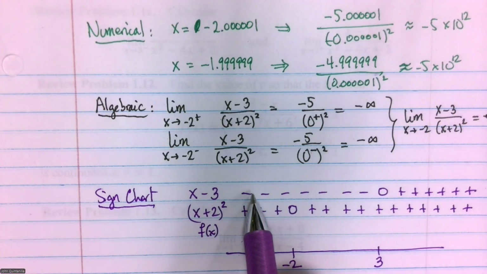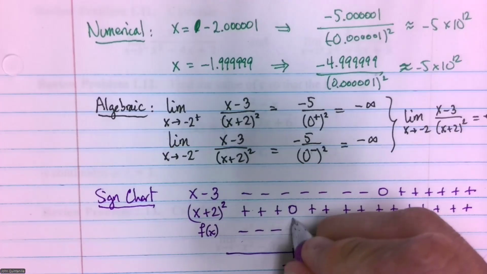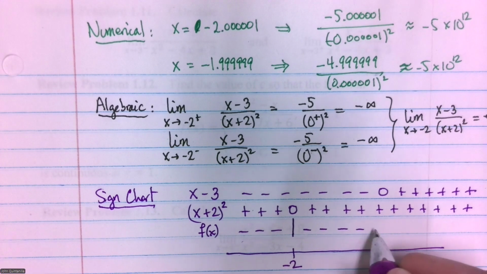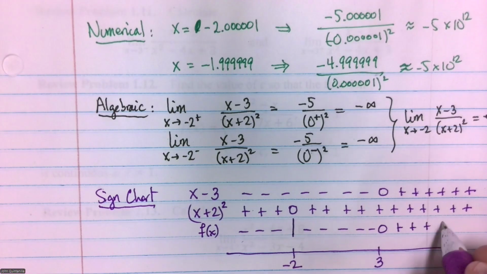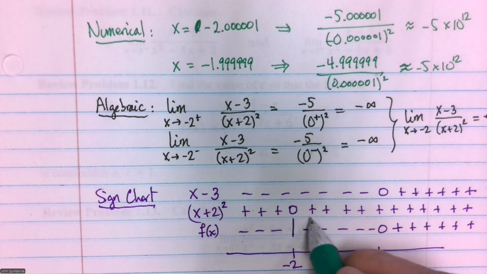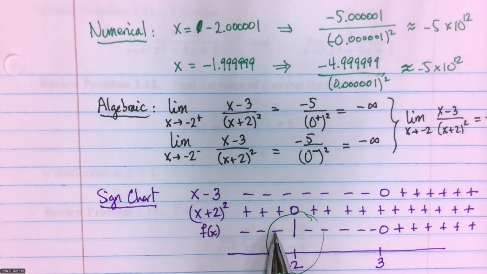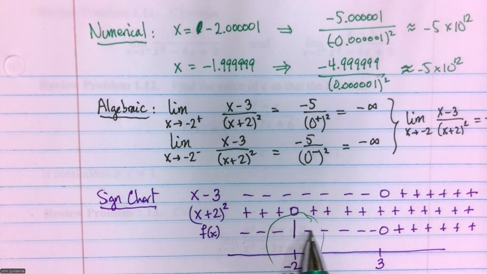Now we analyze. Negative divided by positive is negative. If I divide by 0, I get a vertical asymptote. Negative divided by positive is negative. 0 divided by positive is 0. Positive divided by positive is positive. What I care about most in this diagram is that to the left of -2, the graph is negative going to the vertical asymptote, and to the right of -2, it is also negative going to the vertical asymptote.